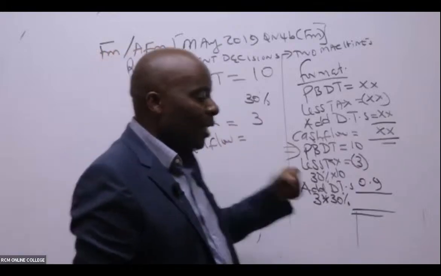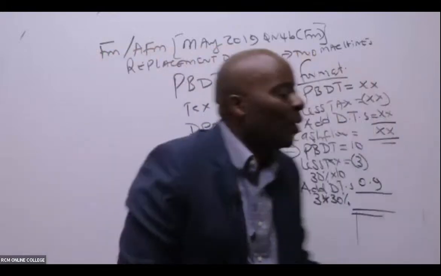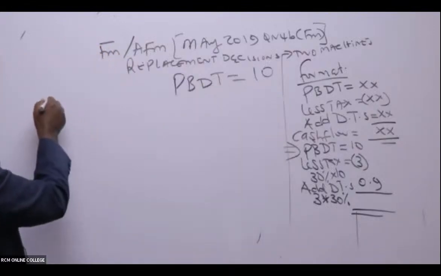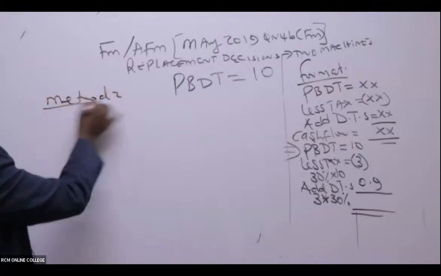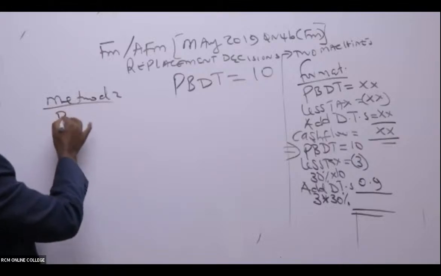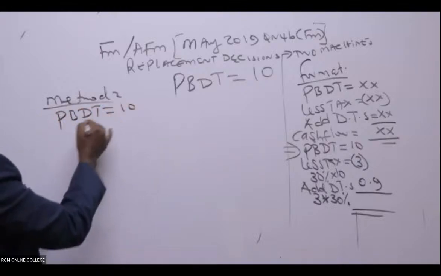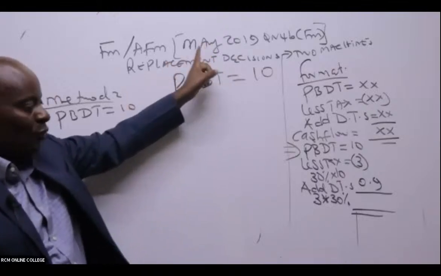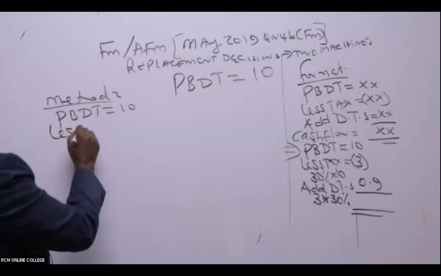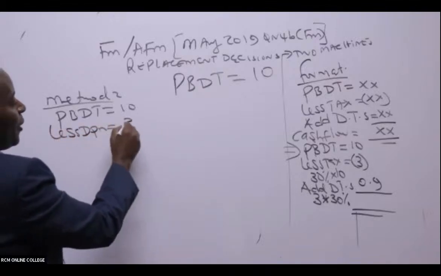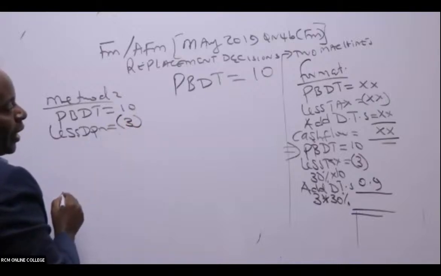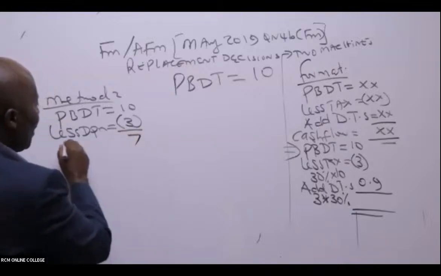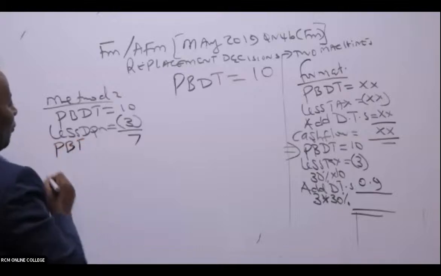We have got many ways of doing it. Remember, another student, another ninja, would have come and used this method too. Whichever you decide to use. So method 2, ladies and gentlemen: we have profit before depreciation and tax of 10. I'll be making use of this knowledge to tackle this question. Somebody will come and less depreciation of 3. Those who subtract depreciation of 3 get 7, which will be profit before tax.